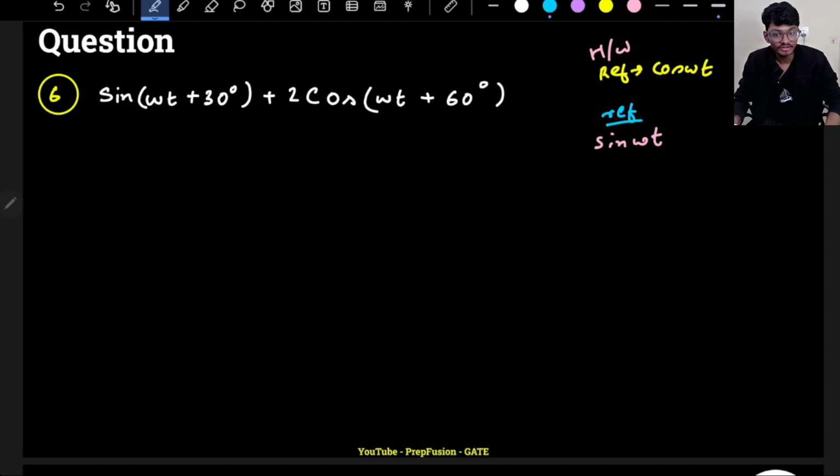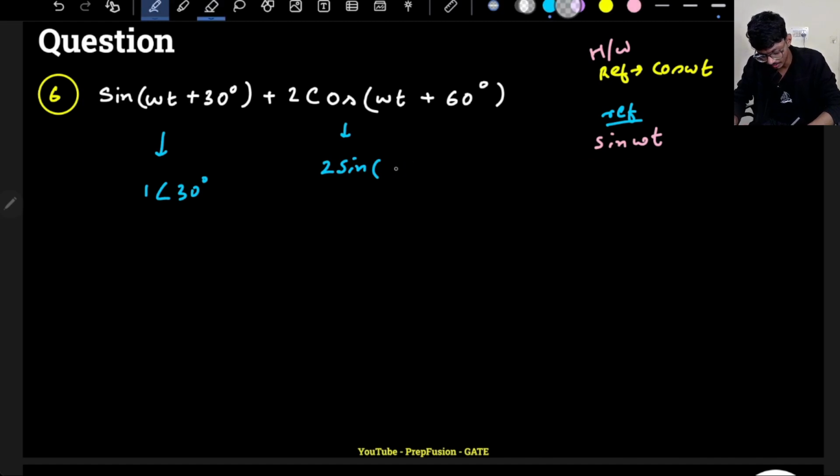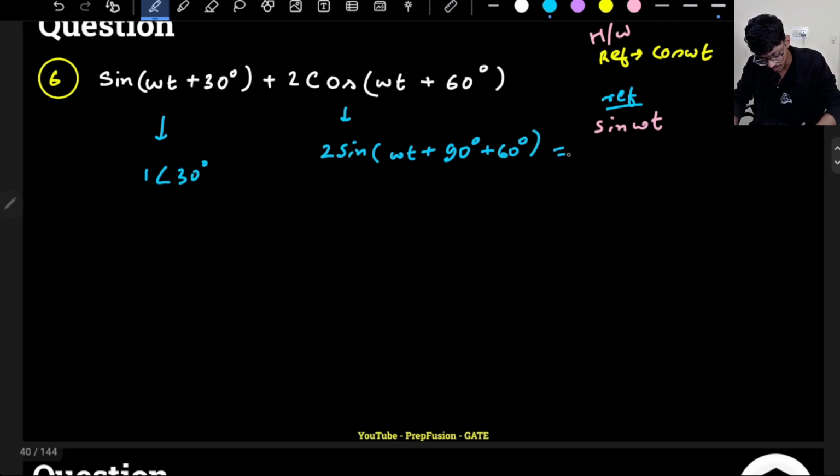Okay. So if I choose sine omega t, that means this will be 1 angle 30, correct? But this I have to convert into sine. So what is this in sine? Cos can be converted to sine with 90 plus theta, correct? So it will be omega t plus 90 plus 60. So this will be 2 sine omega t plus 150.